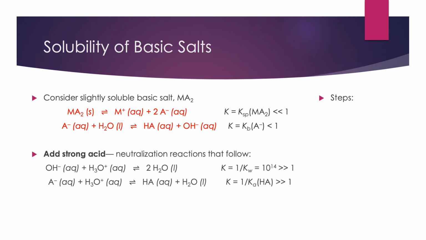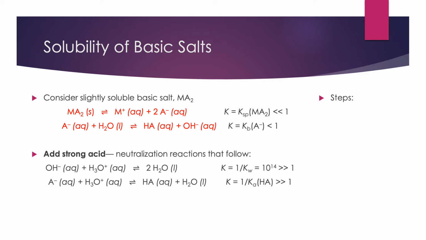Now, let's suppose I add a strong acid. We'll see in a moment why that might be advantageous. That will cause a couple of neutralization reactions to follow. The first one will be the OH minus that's produced when the A minus reacts with water. In the second of the red reactions, the OH minus will react with the strong acid in solution to form water, so it just neutralizes. This is just the reverse of the water autoionization reaction, so its equilibrium constant is 10 to the 14th, which is pretty large. This is effectively going to happen to completion.